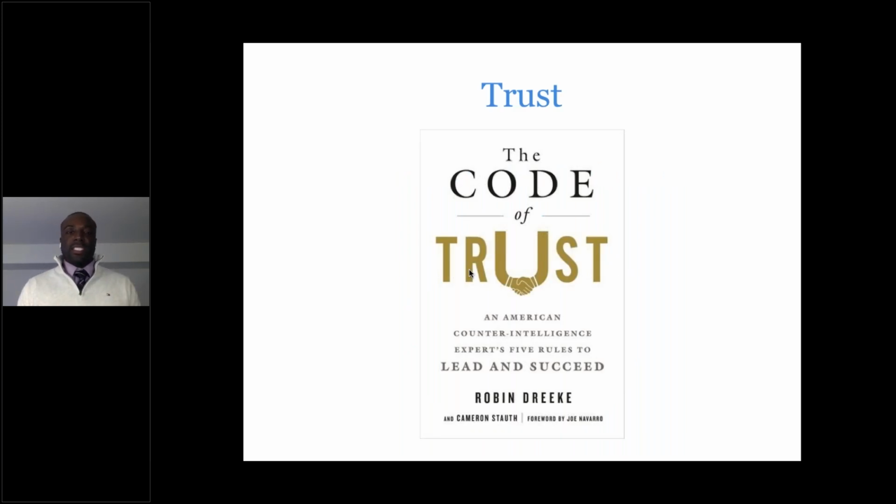Okay, so I just finished this book today called The Code of Trust. Whatever tactics that we use, they need to have trust as the foundation. Because when it comes to trust, it doesn't matter if you say something if the person doesn't trust or believe what you say. And so trust is established over time.